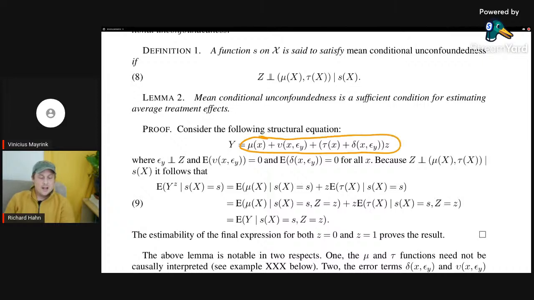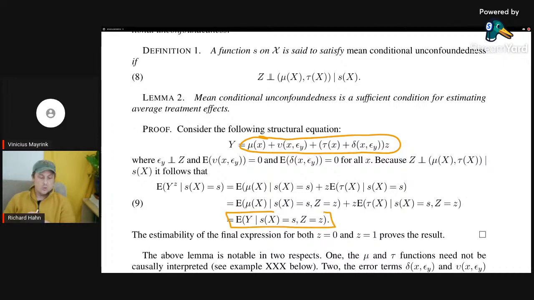The mu and the tau are going to be independent of Z. The epsilon and the delta don't have to be, but by construction for every x, they have mean 0. And what that means is that even if they're not independent, when we take that expectation, those terms are going to vanish, okay? It should be kind of obvious if you think about it: what we really need is just that this expectation can be interpreted causally.